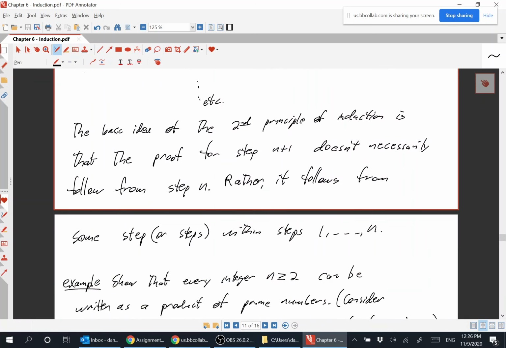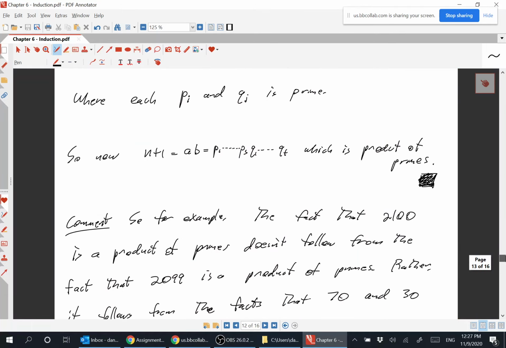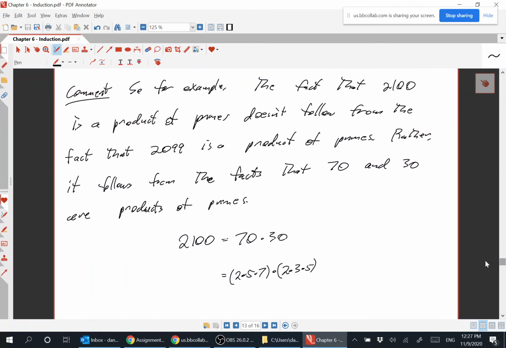So the basic example is the following. Every integer n bigger than or equal to 2 can be written as a product of prime numbers. And you consider just a prime number itself to be a product of primes, just as convention to make it easier to say. And the basic way that this proof works, so here's the remark at the end there.